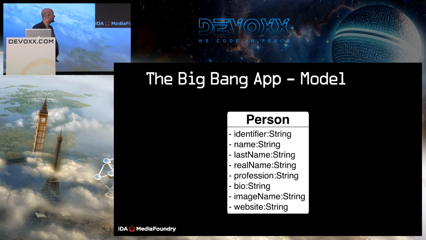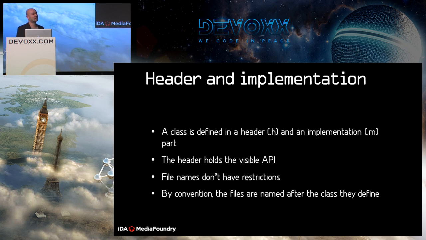A person actually exists with an identifier, a name, a last name, a real name, profession, bio, image name, and website. All strings, to make it simple, okay? So that's the simple model. Now, how do we make this class?